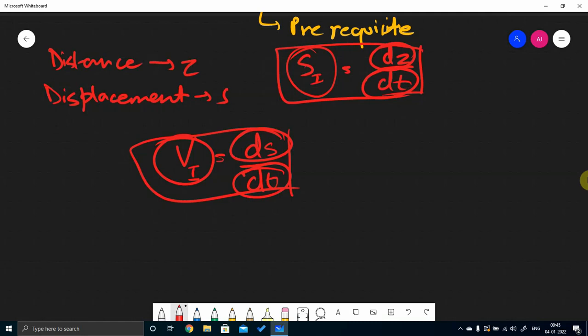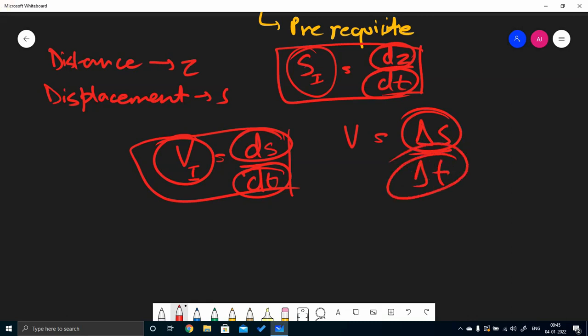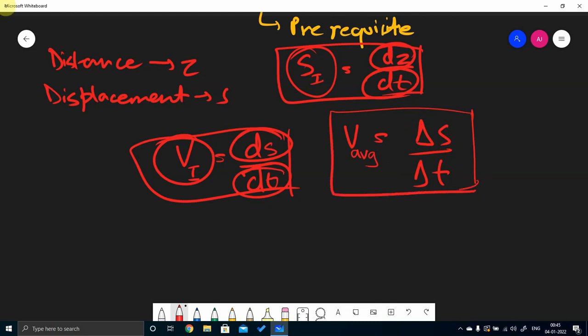So let's go ahead, and there's another way to write this actually. I just saw it in the reference and I just remembered. If you want to write this in another way, we know that velocity is basically delta s upon delta t. Delta s means the change in displacement divided by the change in time. Alright, that is our velocity. This velocity is known as average velocity.